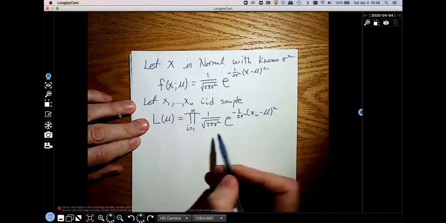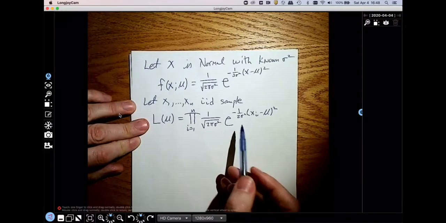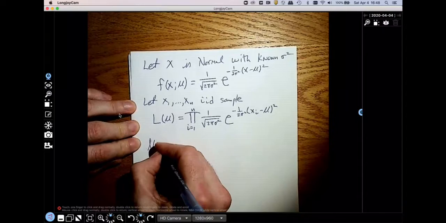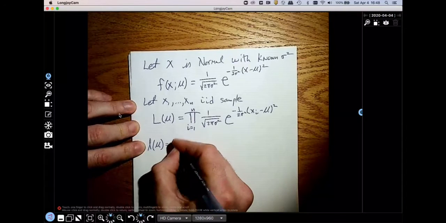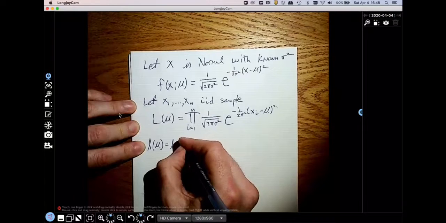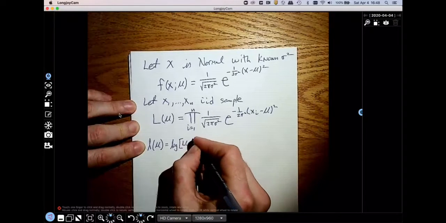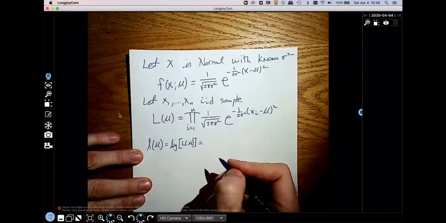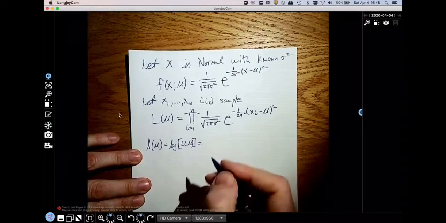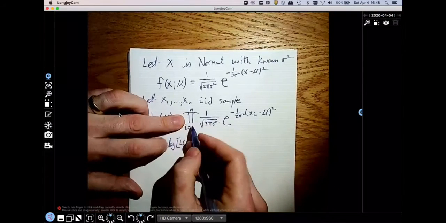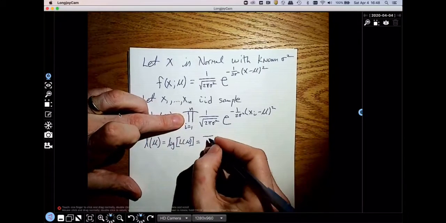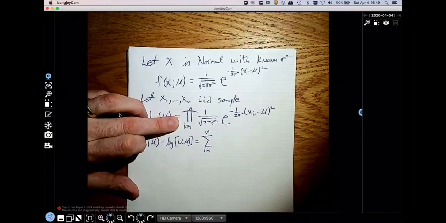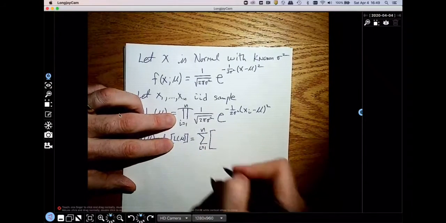That would be fairly difficult because I have a product. So in order to avoid that, let's go take the log of both sides. So let's write this as little l at mu, which again is the log of L at mu. And this expression is equal to, when I take the log of a product, this becomes a sum. So i equals 1 to n. And let's see what we have here.